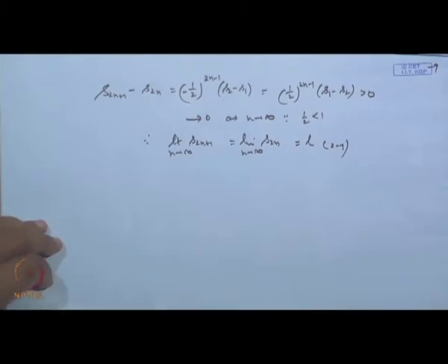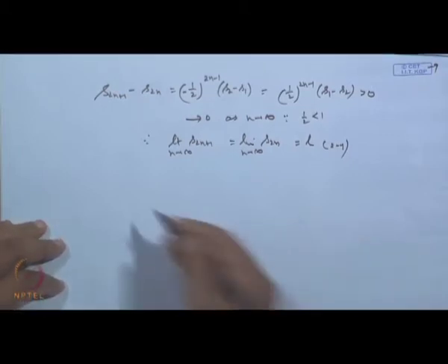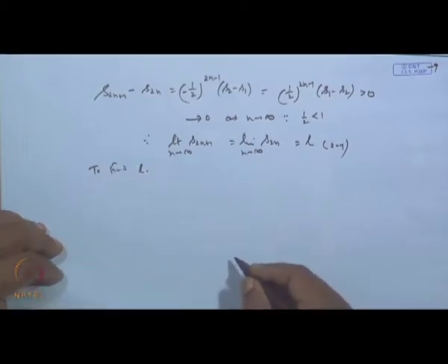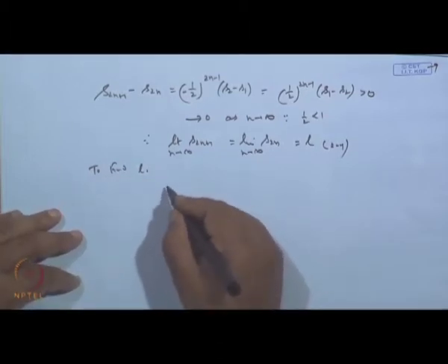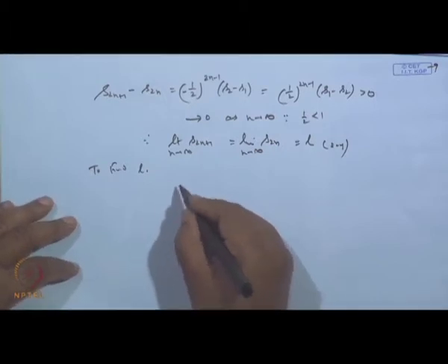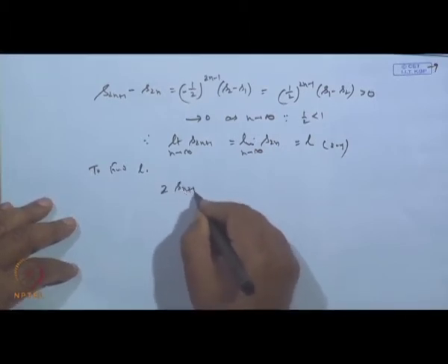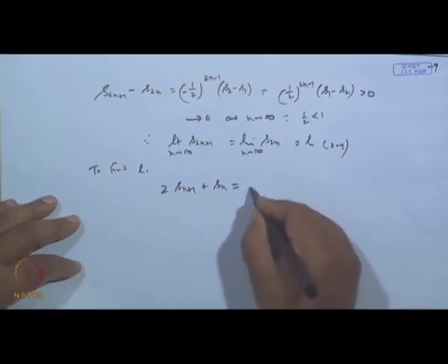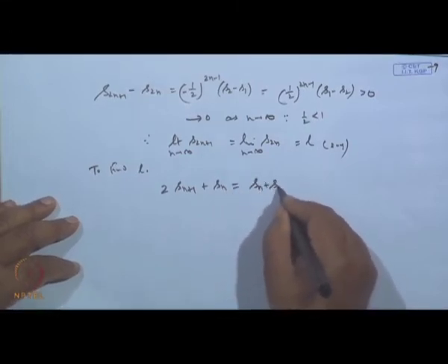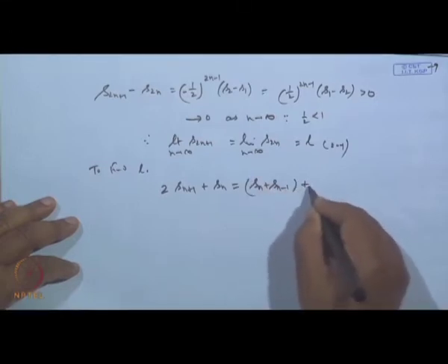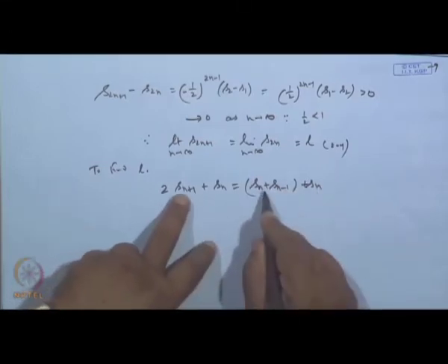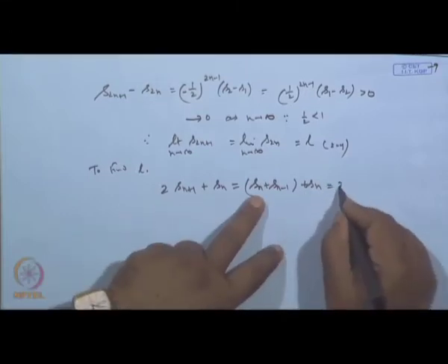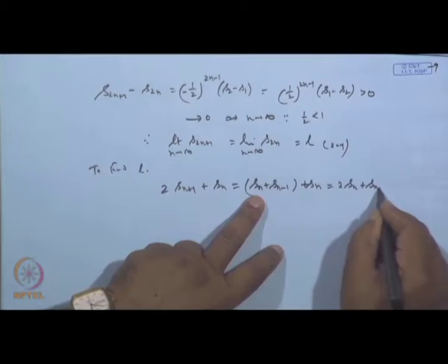Now, to find the limit L, we consider 2 S n plus 1 plus S n, that is twice S n plus 1 plus S n. This will be equal to what? S n plus S n minus 1 plus S n, because S n plus 1 is S n plus S n minus 1 by 2. So, 2 of this will be equal to 2 S n plus S n minus 1.